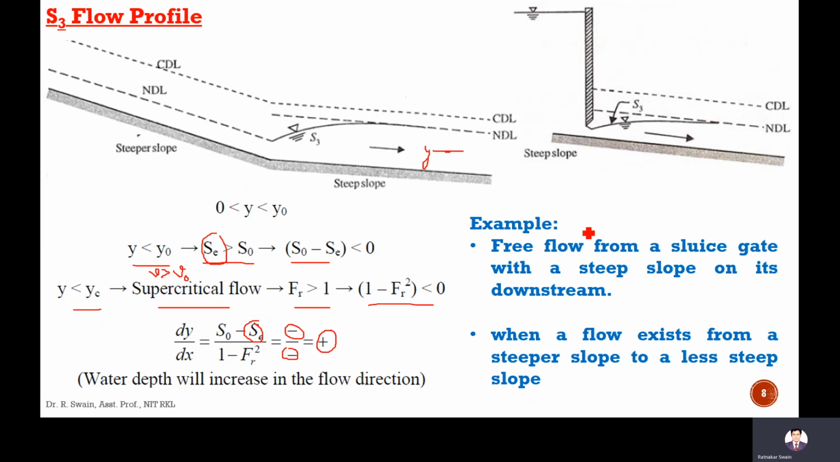So this type of S3 flow profile can be obtained below a sluice gate with a steep slope on its downstream. If there is a steep slope and there is a sluice gate, flow is coming in below the sluice gate and flowing through this steep slope, then here the S3 type of flow profile can be obtained. And also from a steeper slope to a less steep slope, from more steep to less steep slope, if the flow is occurring, then the S3 profile also can be obtained here. Okay, this is about the S3 flow profile curve.